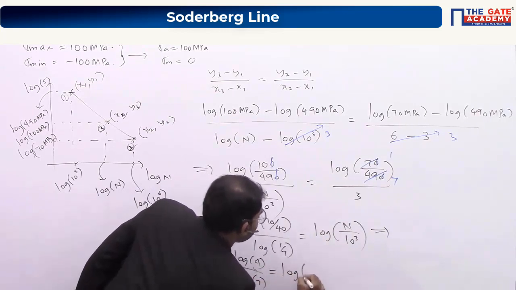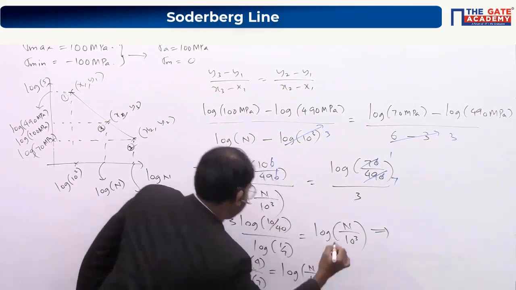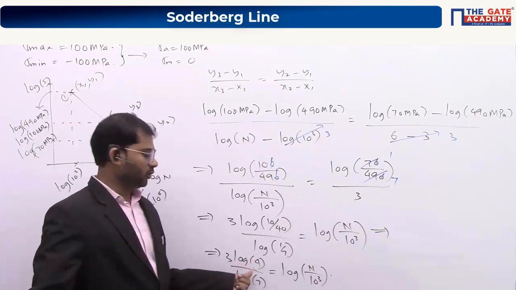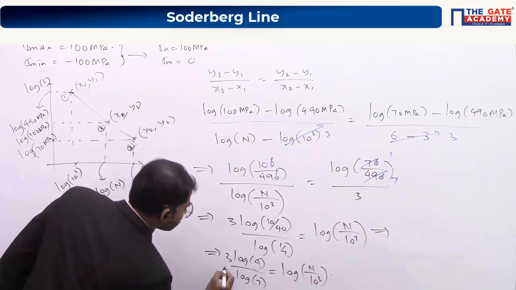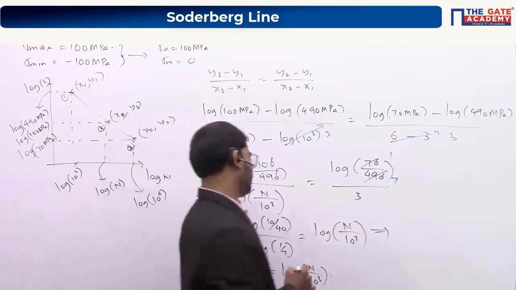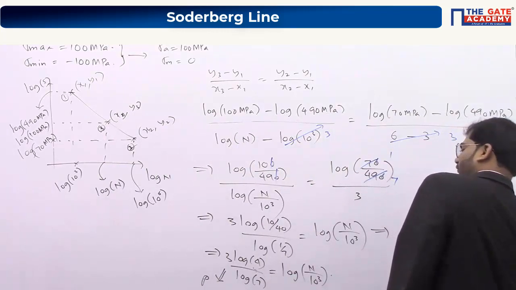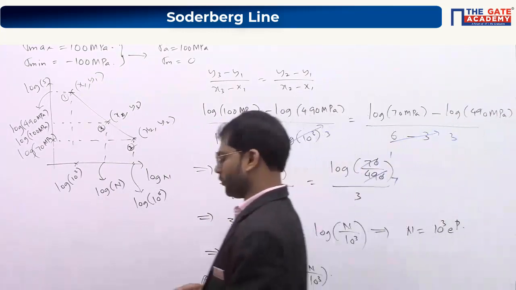So you will get the answer as 3 log of 4 by log of 7 is equal to log of n by 10 power of 3. Understood? So simply you can put log 4, log 7 and get the value of p very easily. So this will become p here. So here this n will become 10 power of 3 into e power of p. So it will become easy to get the value of p.